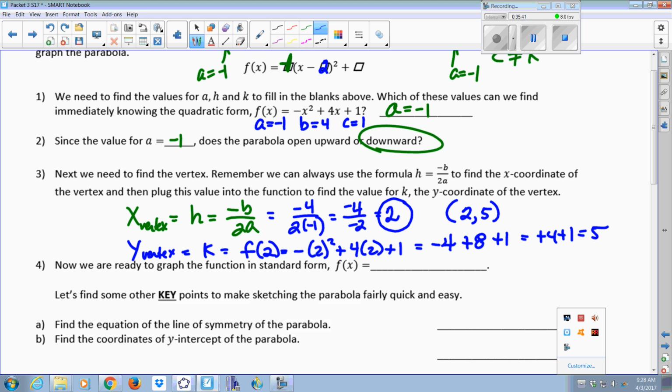So anytime you have an x value to get the output of your function, you just plug it into your function. You've been doing that forever. So that's not anything new. It's just something you have to remember how to get your y value. Now we're ready to graph the function in standard form. So let's rewrite f of x in standard form. What's it going to look like? Well, negative 1 is a. X take away 2 is the value of h. We square it and we add 5. So this is now the vertex form or our standard form.